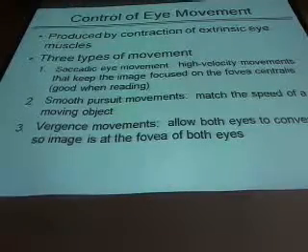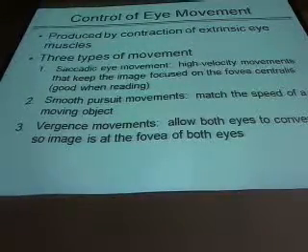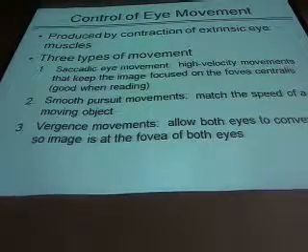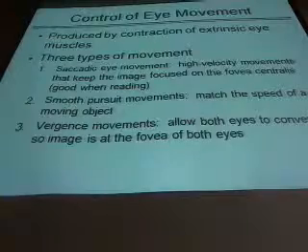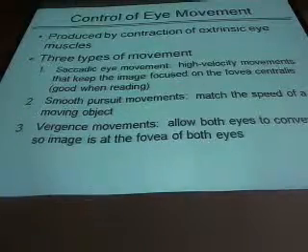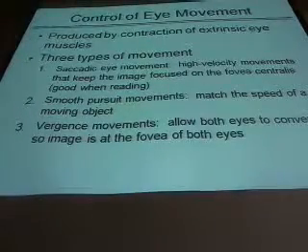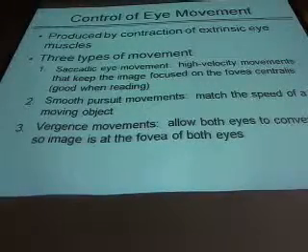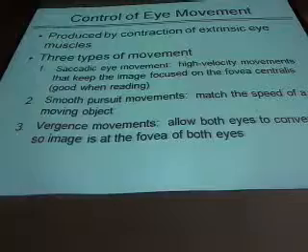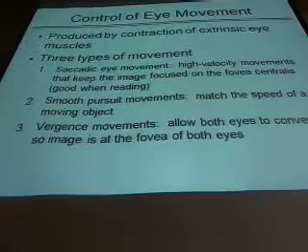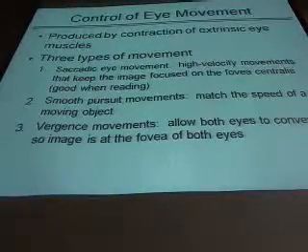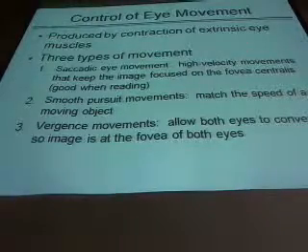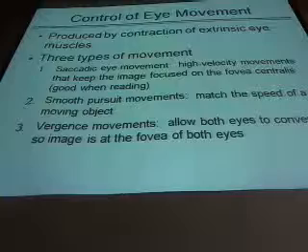The saccadic eye movements, high velocity movements, keep the image focused on the fovea centralis. Because the fovea picks up a pinpoint of light, the eye just sweeps the image across. And that's what gives you your action potentials and your pickup of the image.